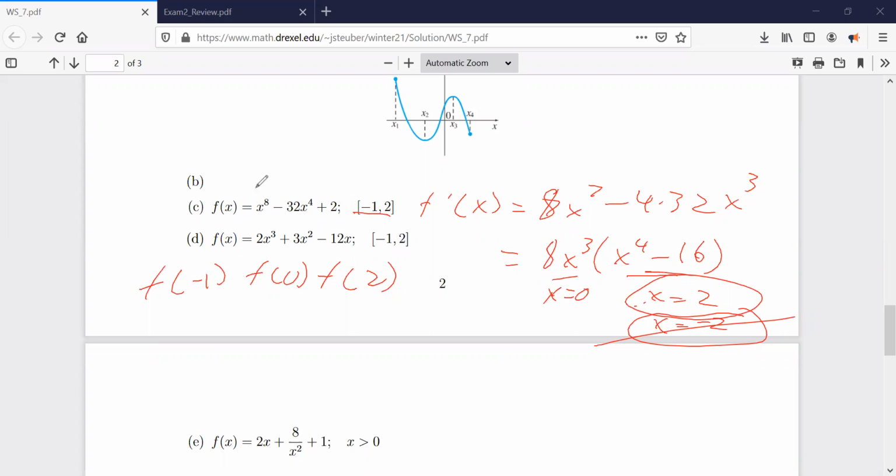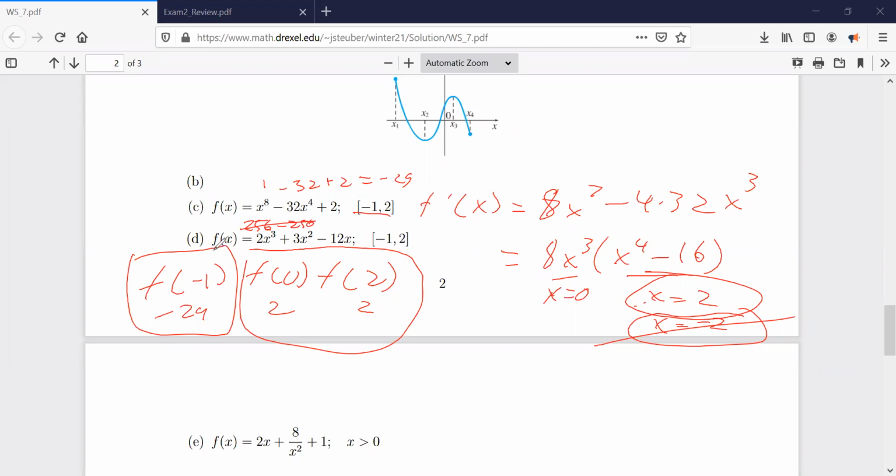So if I plug in -1, that gives me 1 minus 32 plus 2, which is equal to -29. So we get -29 here. If I plug in 0, I get 2. And if I plug in 2, this is 256 right here, and this is also 256, so they cancel and I get 2 again. So these guys are tied for my absolute max, and this guy is my absolute min. Does that make sense? You're allowed to have two absolutes if they are the same. Cool.